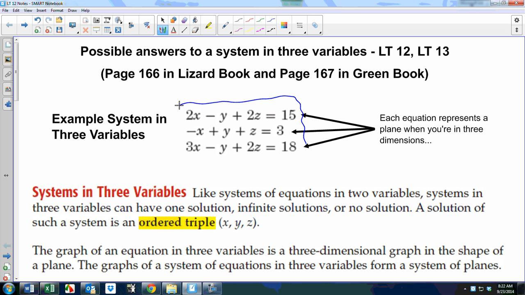Here's an example of a problem. And I promise you on your quiz and test, you will have one of these for sure. One of those that has all three variables and all three equations. Some of them won't have all three, and we'll kind of see what happens there, but you're going to have at least one of these.